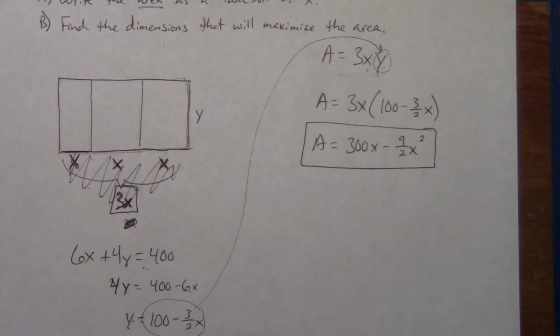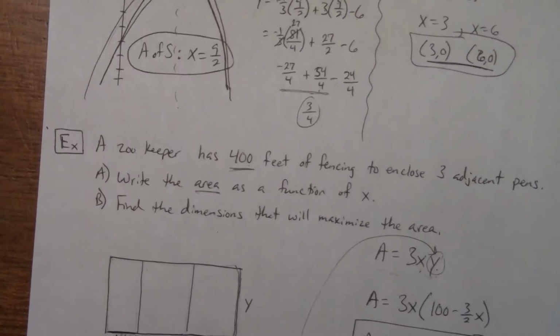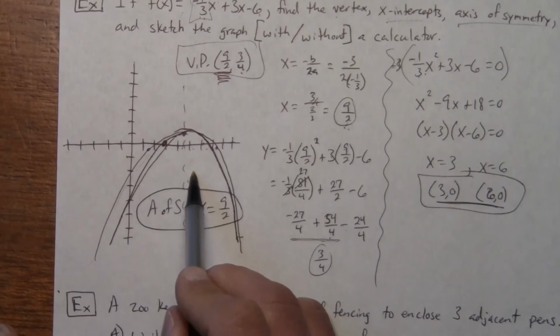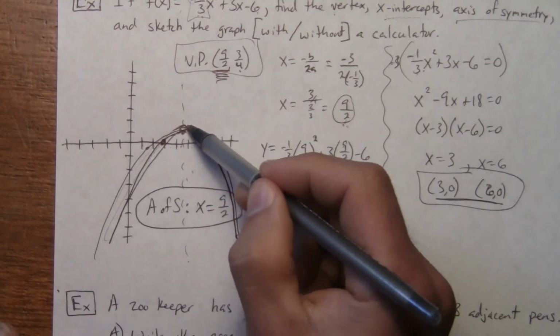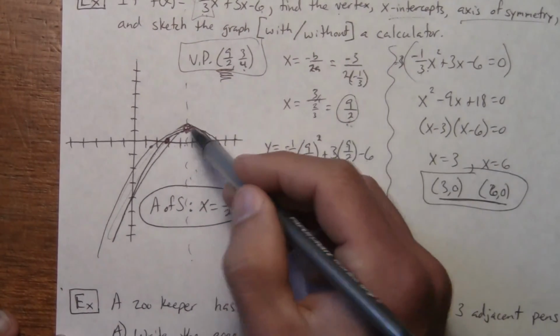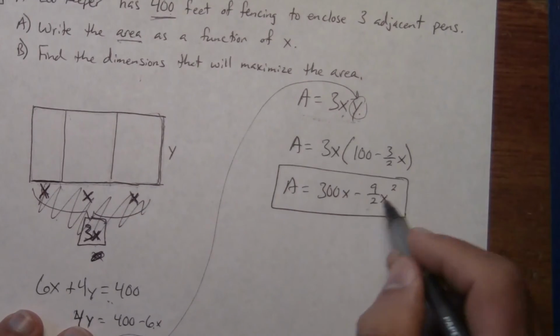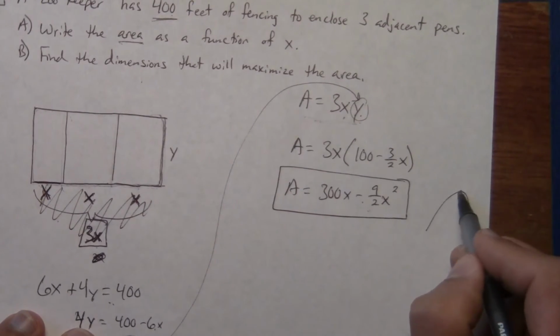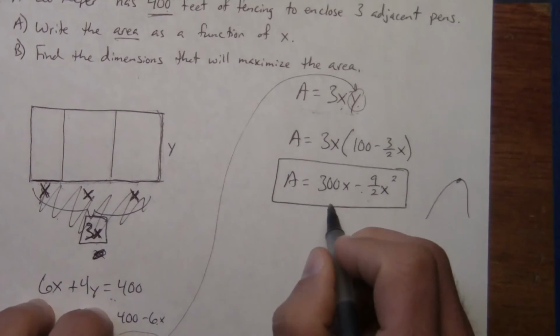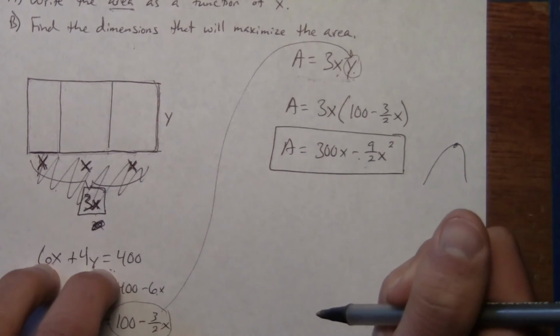The second part of this says find the dimensions that will maximize the area. Maximize the area. Think about what we mean here. Maximize. Look at this graph that we did for the last problem. We said that the vertex point was the maximum. Maximizing it means it wants me to find the vertex point. Well, this is a parabola. It's opening down. Makes sense that I would be finding a max.